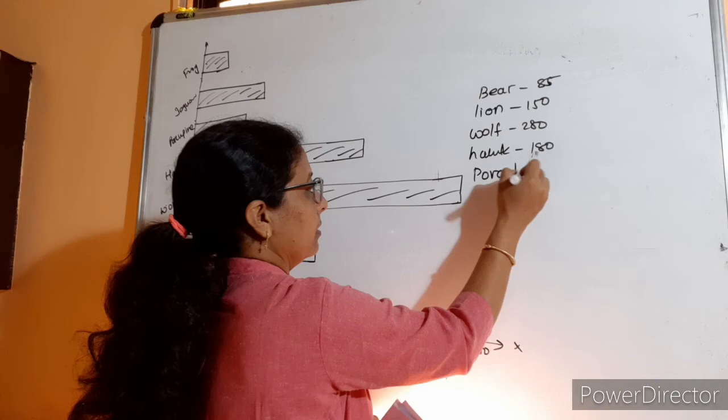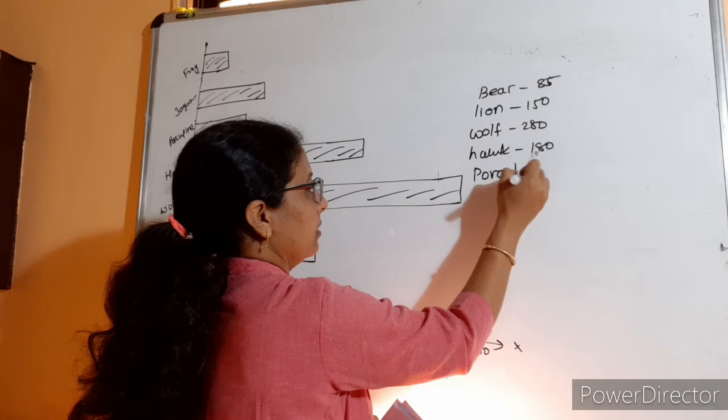This is called the horizontal bar graph. We represent each bar by a shaded line so that it can be visualized easily. Now some questions are given here. These are the numbers of votes received by these animals. The question is: by approximately how many votes is the hawk mascot beating out the next most popular mascot?